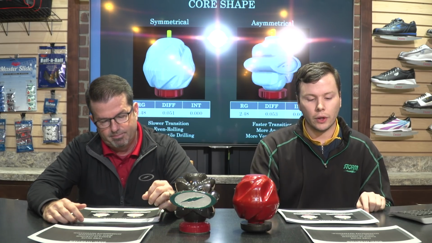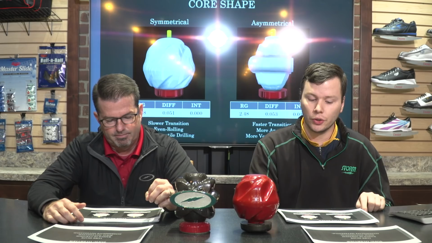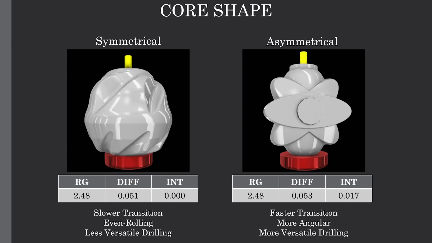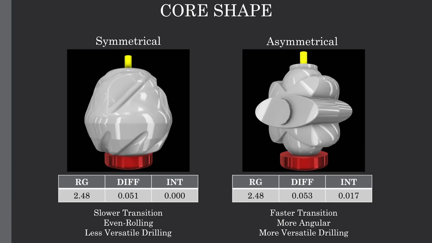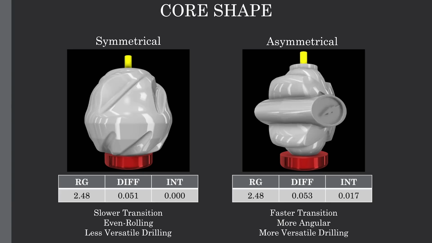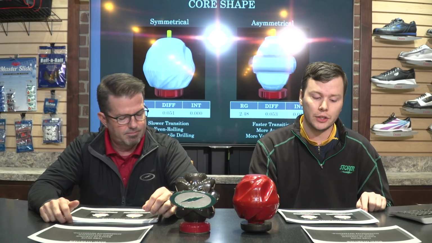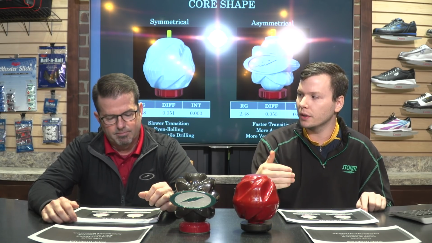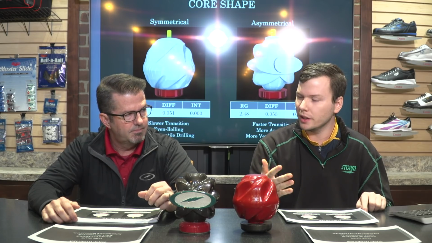And then if we go to intermediate, again we're still on the symmetrical here, we see 0.000. There's not going to be any difference on symmetricals because there's no asymmetry in the weight block. So some general characteristics of symmetricals: you're going to see slower transitioning balls, a little bit more even rolling front to back off the end of the pattern, not quite as sharp.